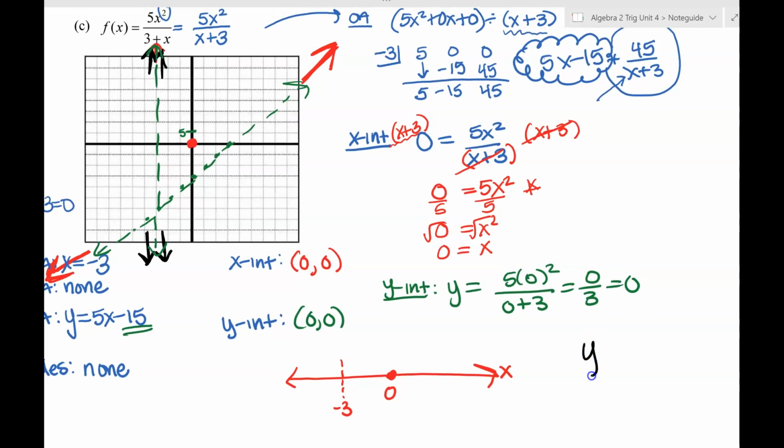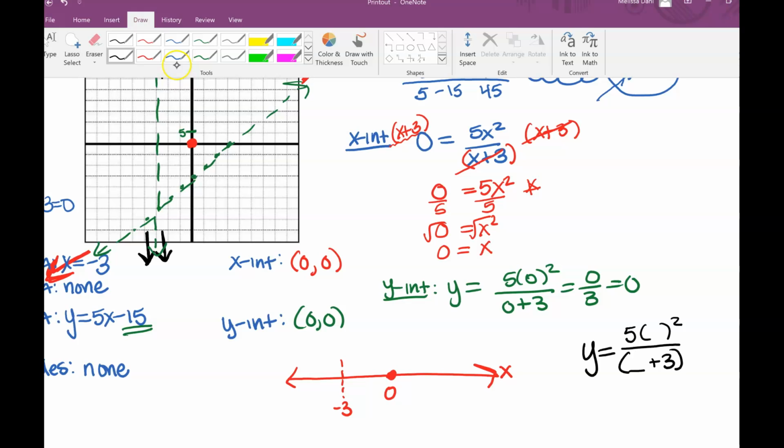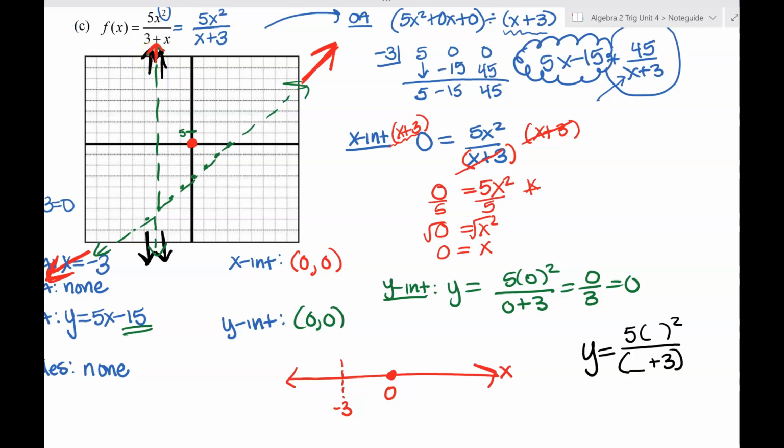When I'm doing sign analysis, remember, I'm essentially plugging things in to determine, I have 5 times x squared over x plus 3. Does this turn out to be positive or negative? Does the point turn out to be above the x-axis or below? So let's say I plug in a number smaller than negative 3, like negative 10. Negative 10 squared would be positive times 5, so the numerator would be positive. Negative 10 plus 3 would be negative, so the denominator would be negative. A positive divided by a negative overall results in a negative.